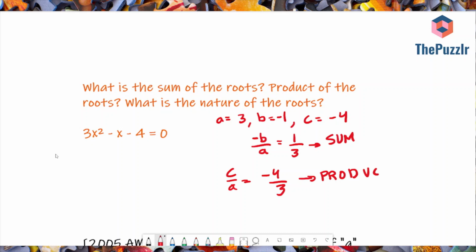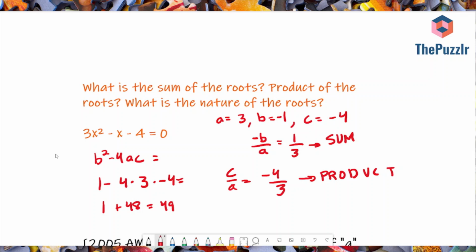To find the nature of the roots, we need to actually find the discriminant, which is b squared minus 4ac. That gives us 1 minus 4 times the value of a, which is 3, and then times the value of c, which is negative 4. So that's going to give us 1 minus 4 times negative 4, which is positive 16, times 3 is 48. So that's plus 48, which is 49. That means it's going to have two distinct roots that are real.